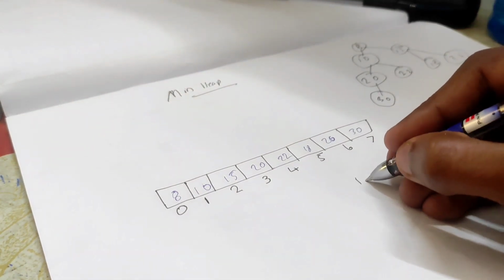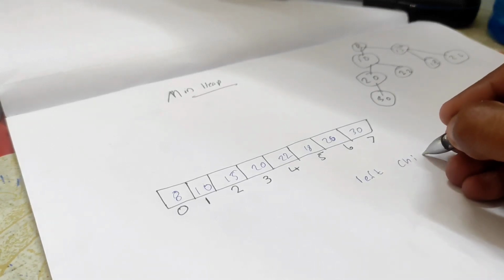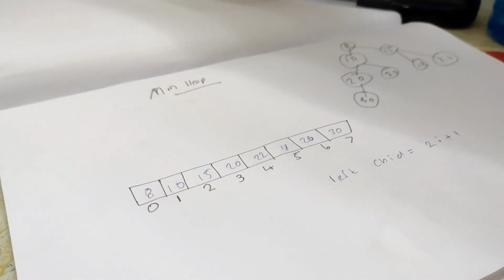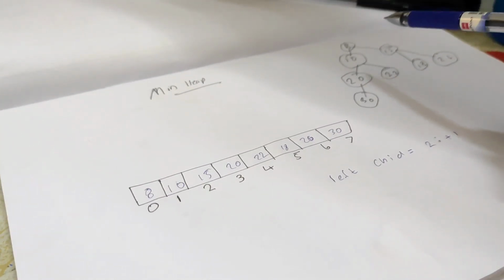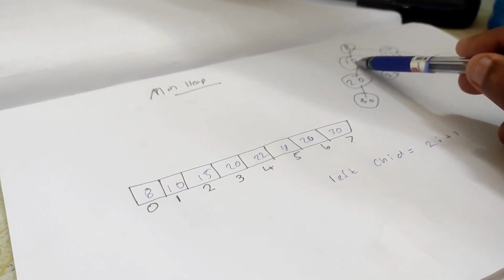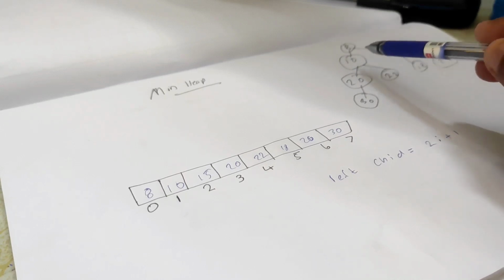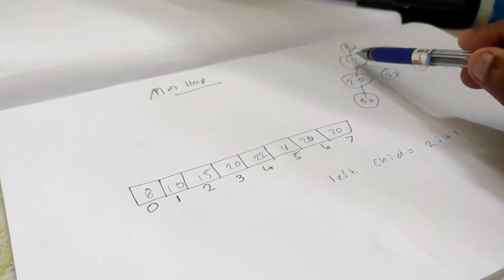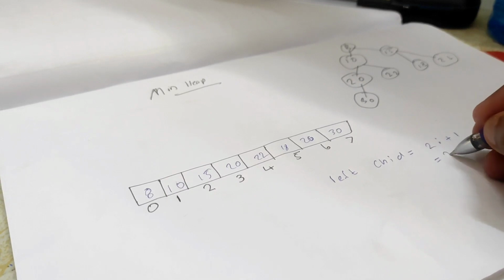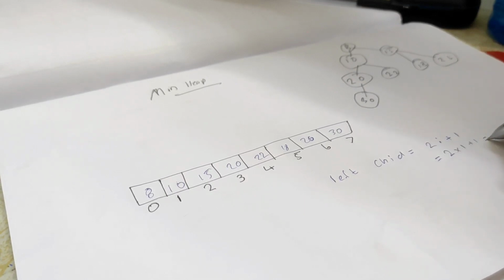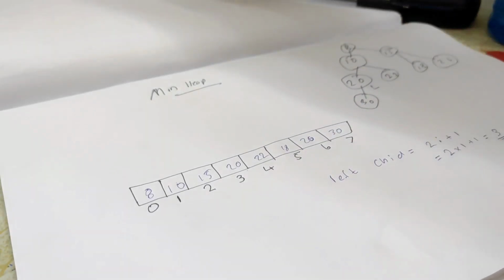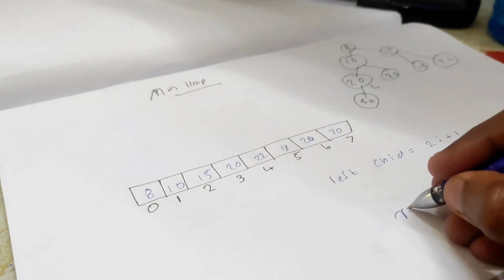To know the left child, we use the equation 2i plus 1. Suppose we want to know the left child of 10. The element 10 has two children, 20 and 22. We want to know the left child. The element 10's index is 1, so to find the left child, we use 2 into 1 plus 1, which is equal to 3. And at the third index, we get the left child. So that's correct.